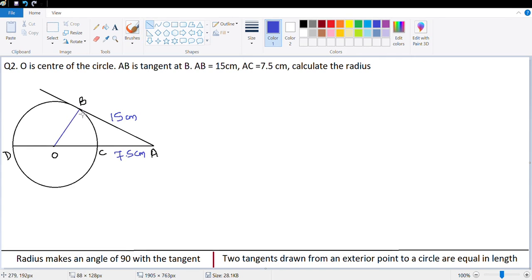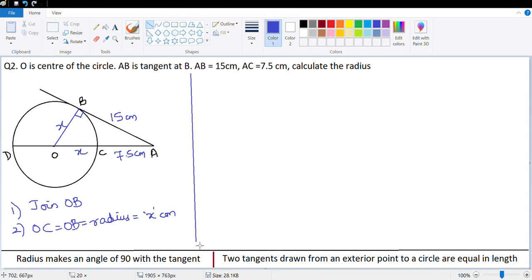So let's just join OB. We know the angle here would be 90 degree. So if OB is x, OC is also x. Let's just write that down. Number 1, join OB. Point number 2, OC is equal to OB is equal to radius is equal to x centimeter. Now the next one is number 3, angle OBA is equal to 90 degree.